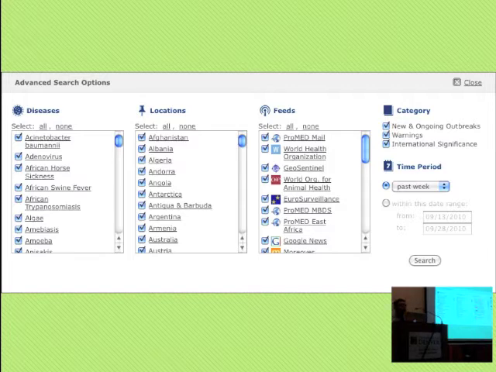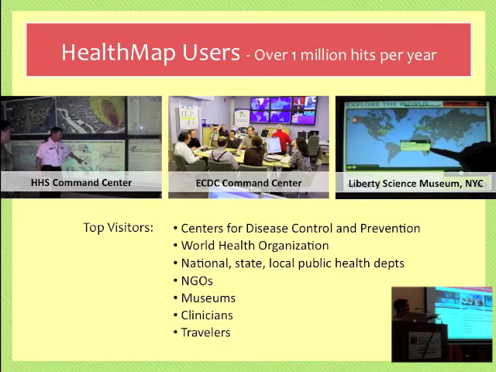So who uses HealthMap besides you? HealthMap is used by Centers for Disease Control, the World Health Organization, state and local public health departments, NGOs. We even had an exhibit at Liberty Science Museum in New York, clinicians like the doctors you might go to, travelers like you guys. But one of the things I wanted to focus on here, and this is kind of the international relations-y part of my talk, is the World Health Organization.